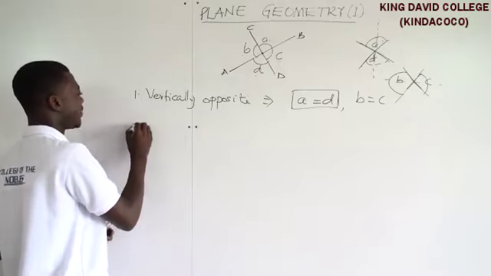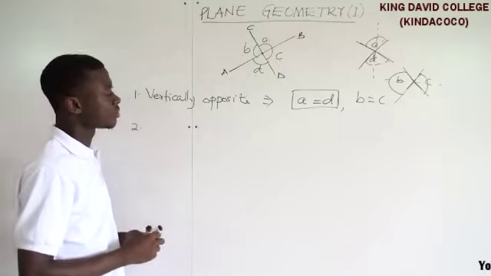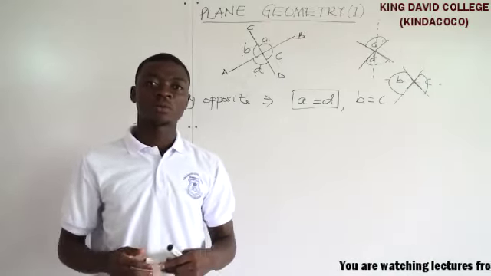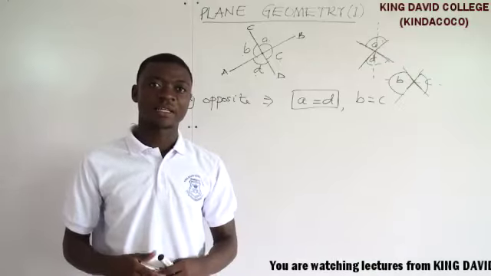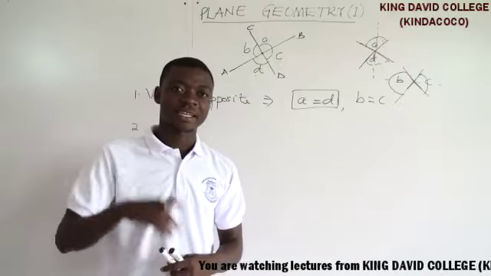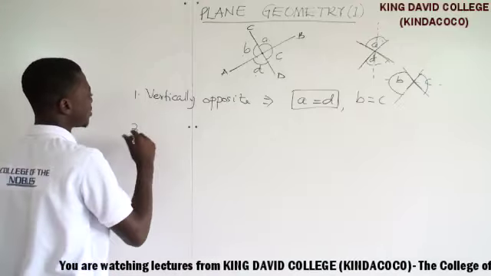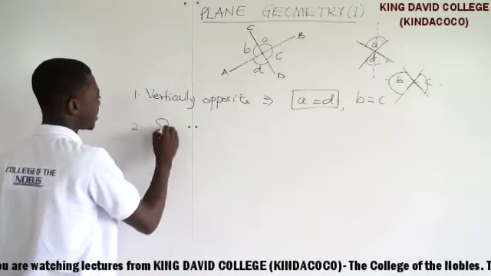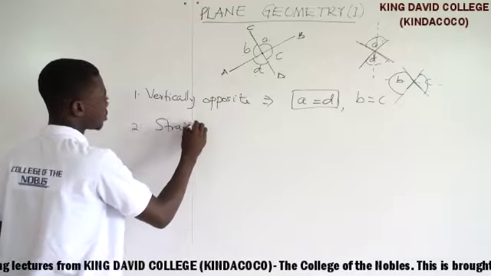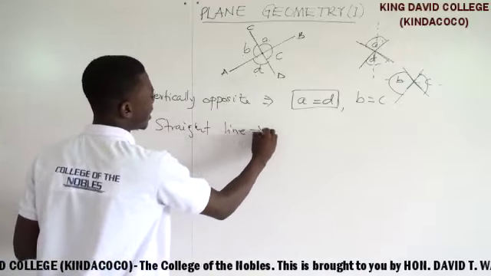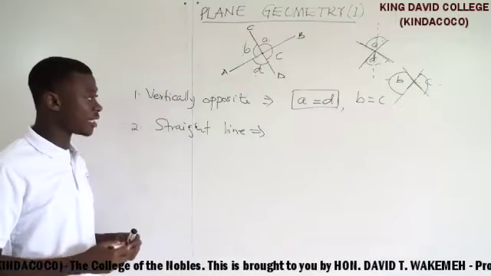Now, after vertically opposite angles, we have what we call angles formed on a straight line. So let's say a straight line. Now, what do we mean by angles formed on a straight line?